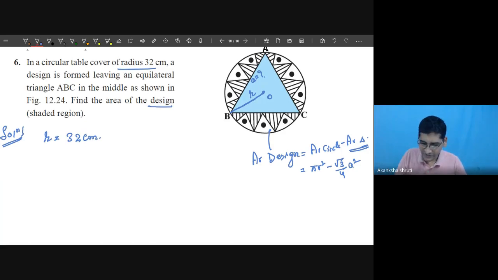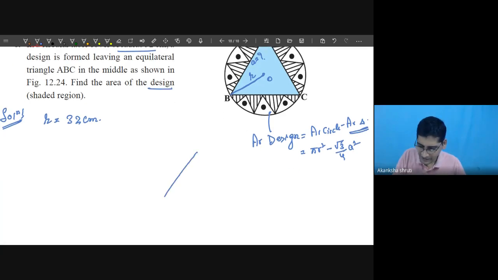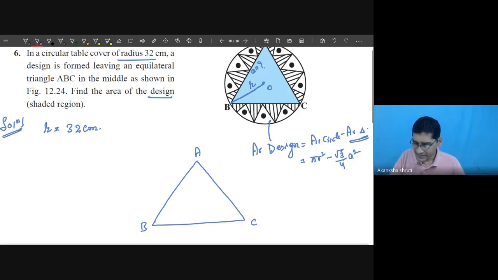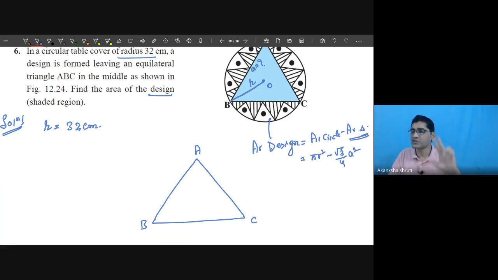So I am redrawing it. Consider these points as A, B, and C. Last day I had discussed how to analyze this in two ways. One is considering trigonometry, another is considering the Pythagoras theorem, students. Consider this point as O. It's very easy.